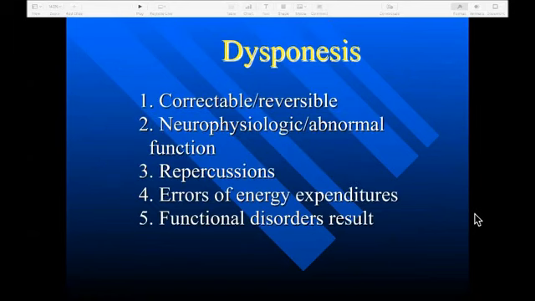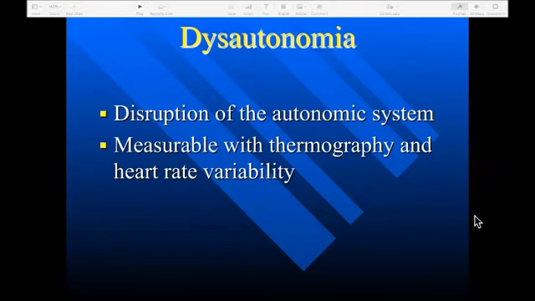Dysponesis is correctable, it's reversible, it's associated with abnormal function. There are repercussions throughout the organism. And in our profession of chiropractic, we place tremendous emphasis on how the vertebral subluxation affects a person's ability to express their potential as a human being on many levels. And we're seeing this acknowledged more and more in the mainstream literature. Dysponesis is associated with errors of energy expenditure that may cause functional disorders.